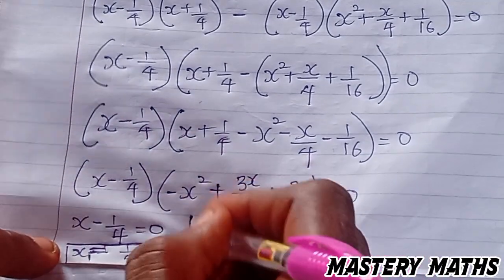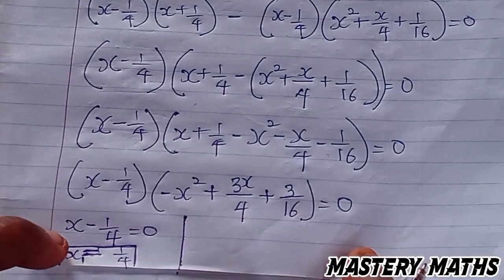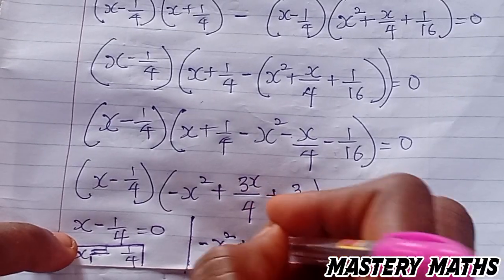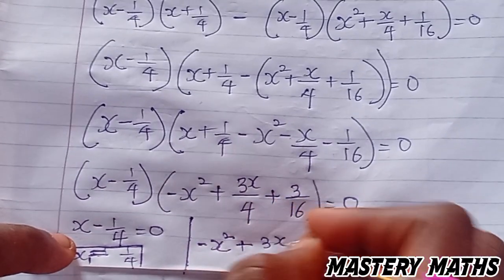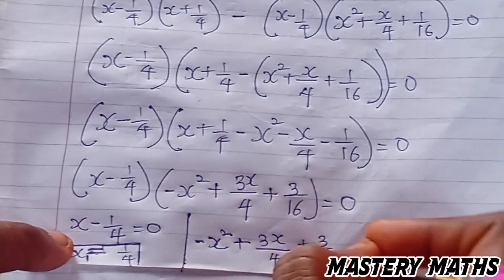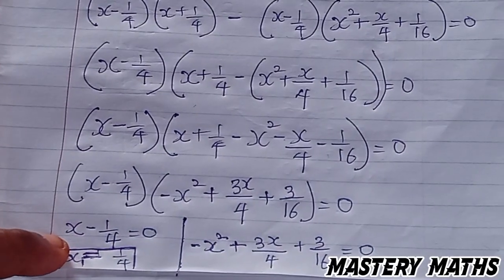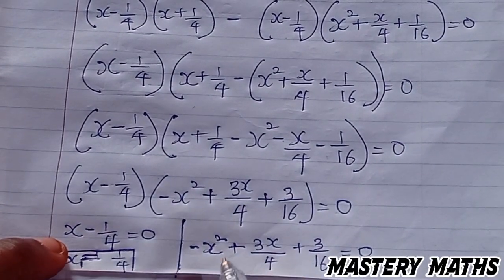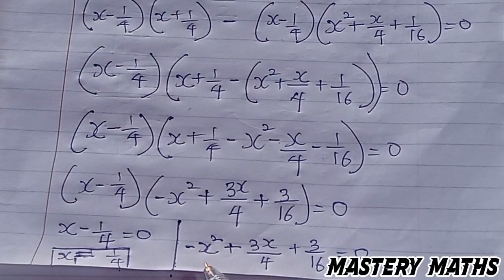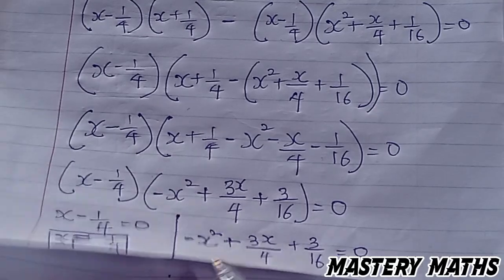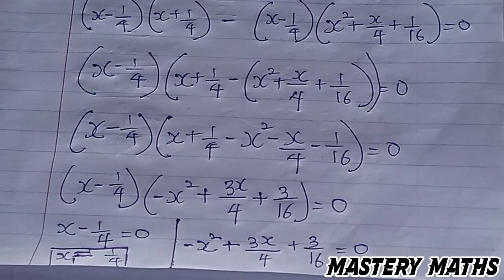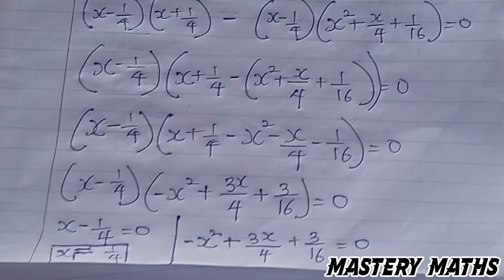Now let's solve for this side. To solve for the other part, we'll write down X squared, which you're seeing here, plus 3X over 4, plus 3 over 16 equal to 0. Having done this, you cannot work on this because our X squared here has a subtraction sign. Since it has a subtraction sign, we cannot work on it. First of all, we need to change that subtraction sign to a positive sign.